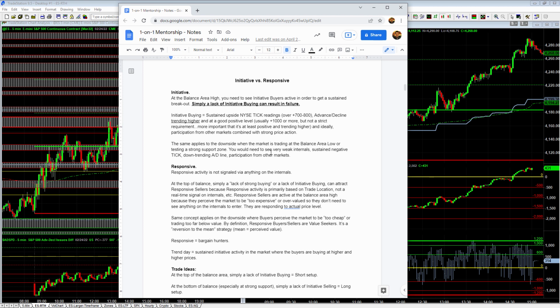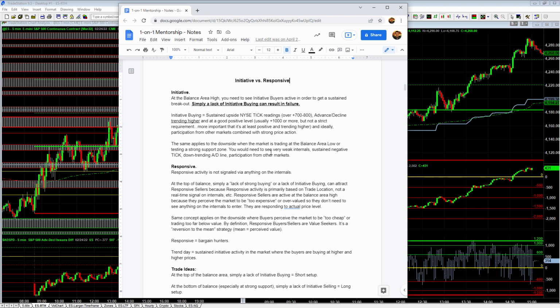And the same concept applies on the downside, where buyers perceive the market to be too cheap or trading too far below value. So by definition, responsive buyers and sellers are value seekers, and it is a reversion to the mean strategy. And the mean is whatever the perceived value may be. Typically, the market will bounce back to like a high volume node or something, right? Because a high volume node represents agreement between buyers and sellers. It represents a price level where a lot of trade took place, where the buyers thought they were getting a good deal and the sellers thought they were getting a good deal, right? So there was agreement between buyers and sellers, and that's what creates the high volume node.